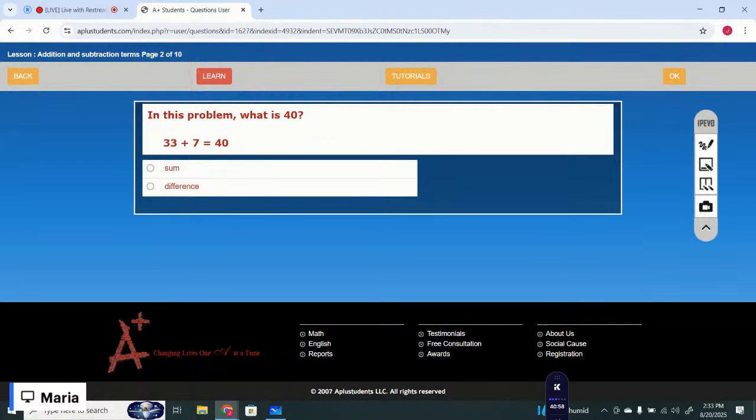In this problem, what is 40? 33 plus 7 equals 40. 40 is the sum of 33 and 7. Option number 1 is the correct option. Sum it is.